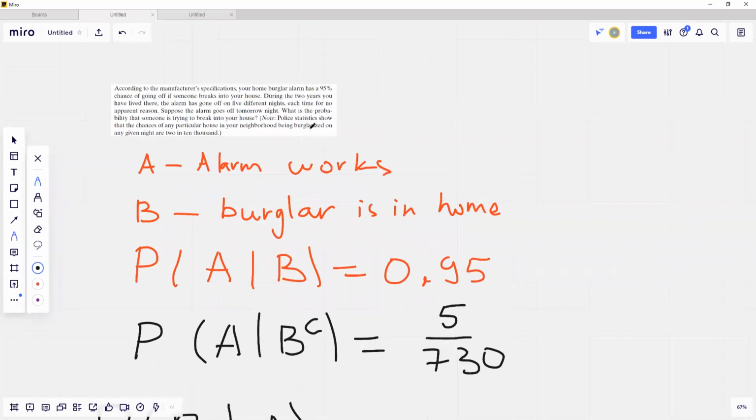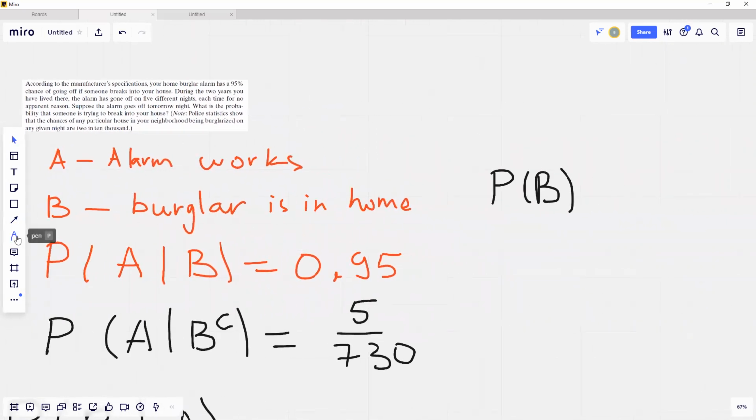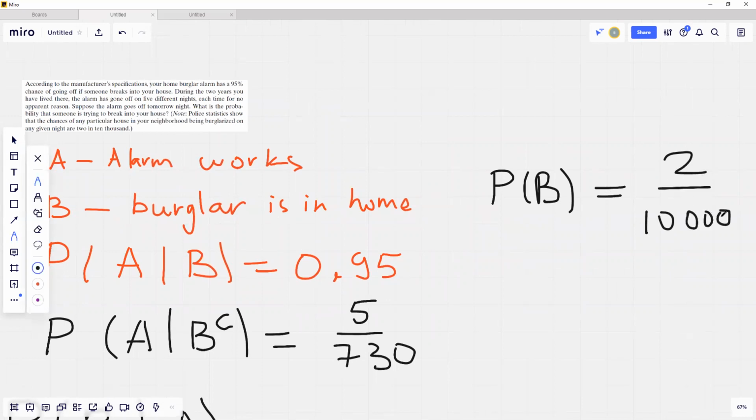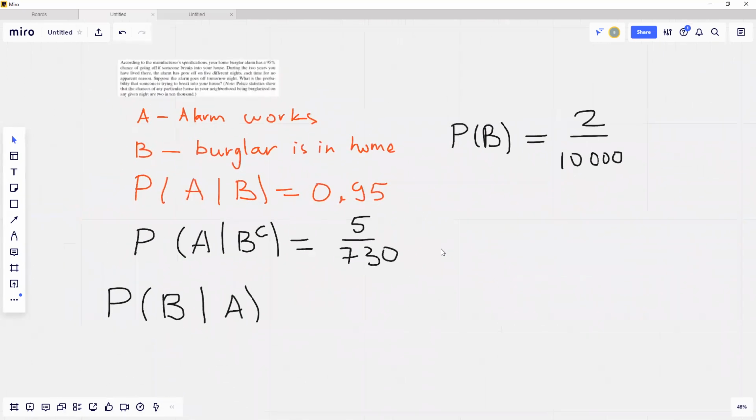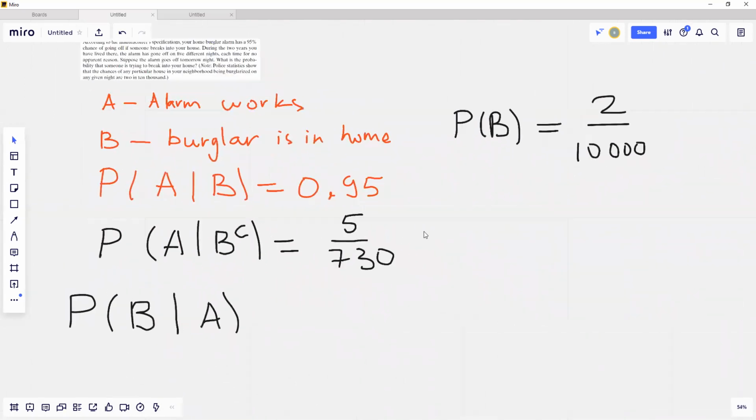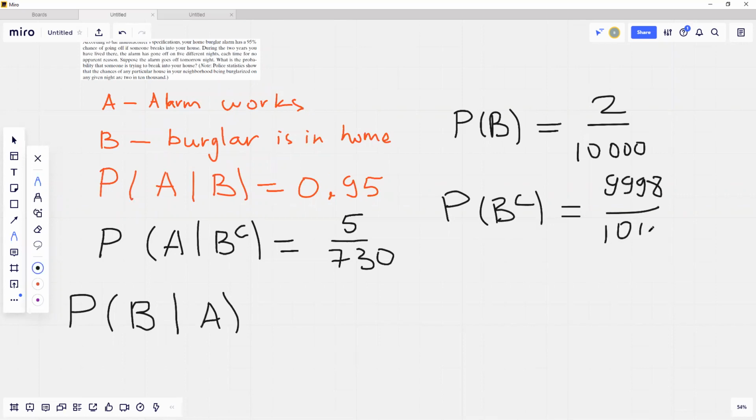Also, police statistics show that the chance of any particular house being burglarized is 2 in 10,000. So the probability of the house being burglarized is equal to 2 in 10,000. Okay, great. Now let's quickly derive the probability of your house not being burglarized. This is 9998 over 10,000 then.